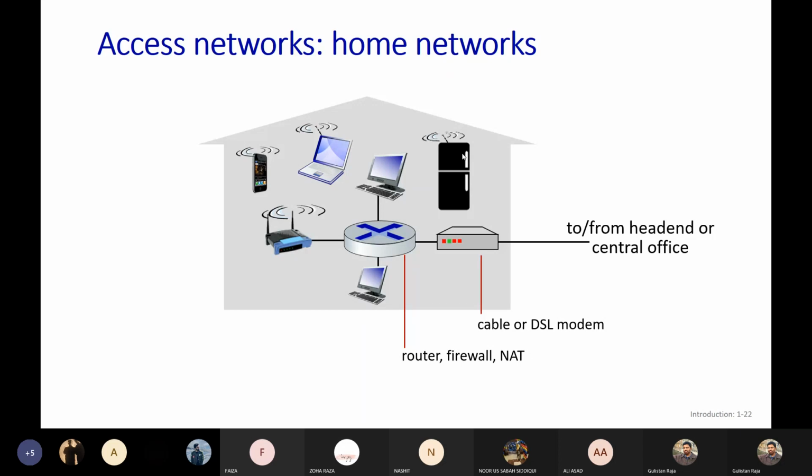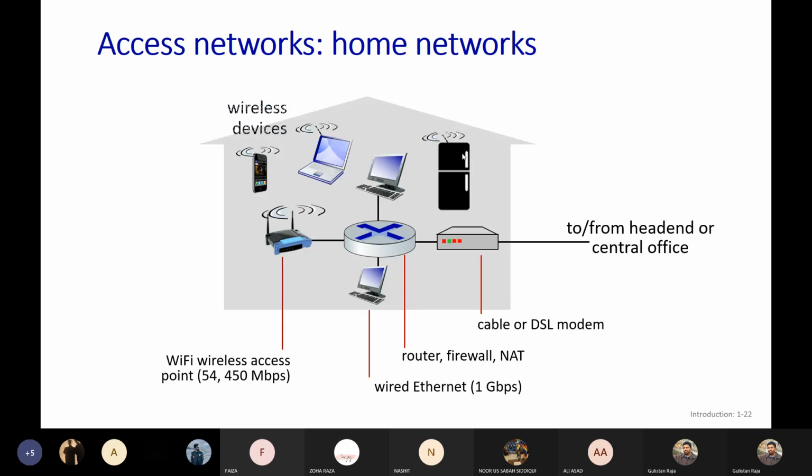There is a firewall built into it, and there is NAT. NAT, we'll talk about it. This is network address translation. So all these things are built into a single device. Then we have wired Ethernet and Wi-Fi. So in a home, we have a variety of devices. We may have a wired connection as well as a wireless connection. So this is combined in a single box.